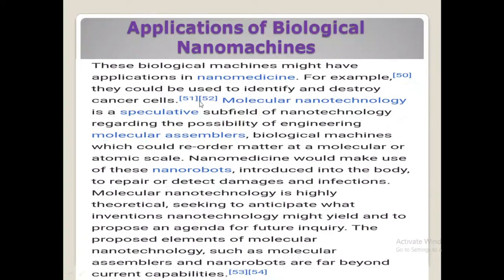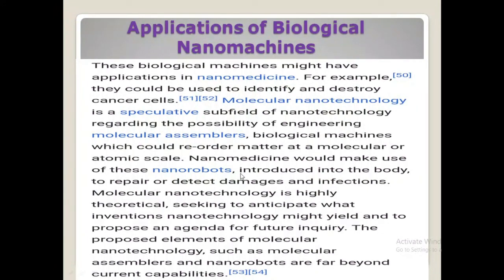For example, they could be used to identify and destroy cancer cells. They can target the cancer cell, identify it, and destroy it. That power is there in these biological nanomachines. Molecular nanotechnology is a speculative subfield of nanotechnology, which tells how to target a cancer cell or any diseased cell. It concerns the possibility of engineering molecular assemblers, biological machines which could reorder matter at a molecular or atomic scale.